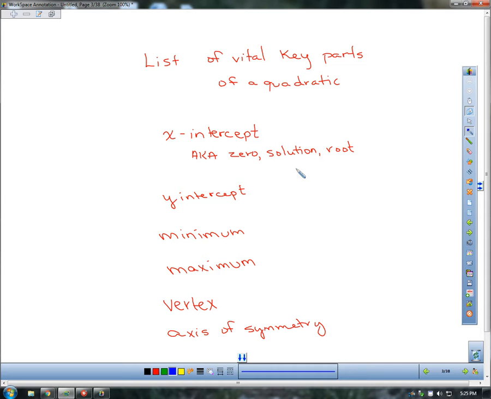So here's a list of your vital key parts of a quadratic. You've got your x-intercept, which can also be known as a zero, a solution, or a root. If you know your x-intercept, you can also find your factors very easily. Your y-intercept, your minimum or maximum, it's one or the other, your vertex, and the axis of symmetry. These are going to be important words, and in this video we're going to talk about what they are and how to find them on a graph, and then in the next video tomorrow you're going to learn how to find these things on a calculator given an equation. Okay? So here we go.